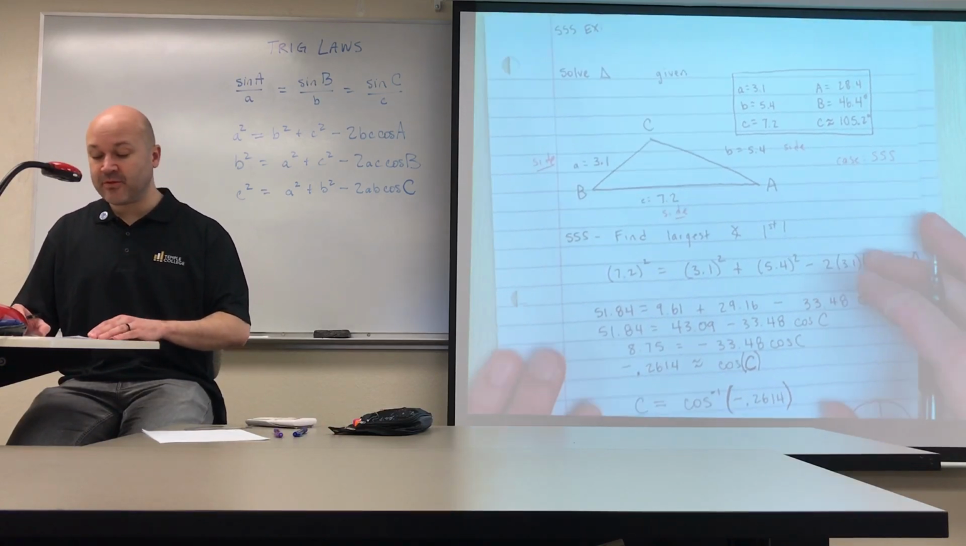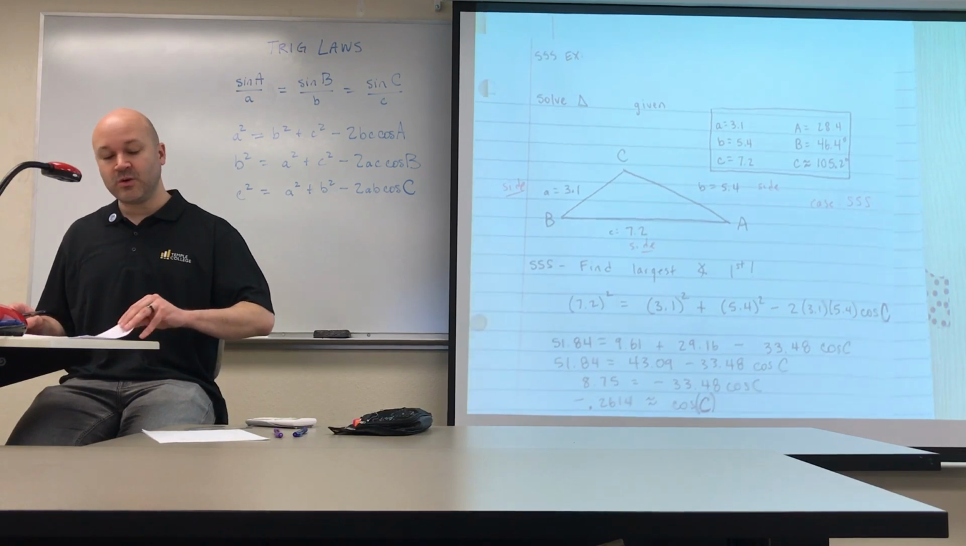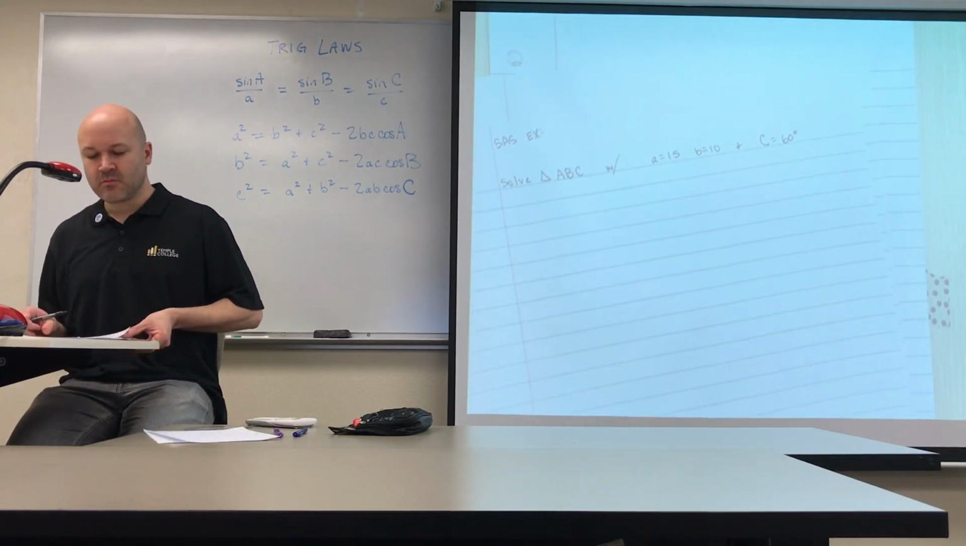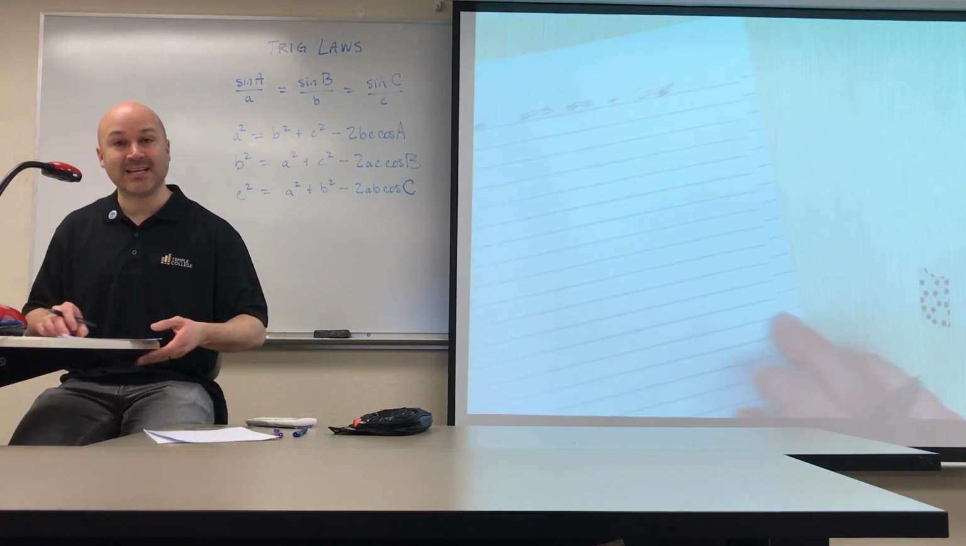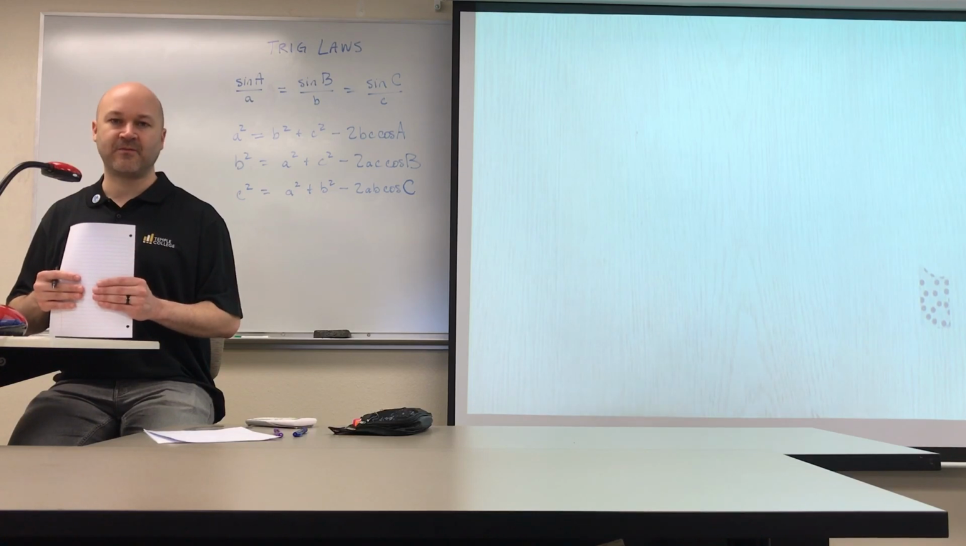So we started off with 3 side lengths, no pairs of information. So we used the law of cosines. When we did the side case, we went after the largest angle first.